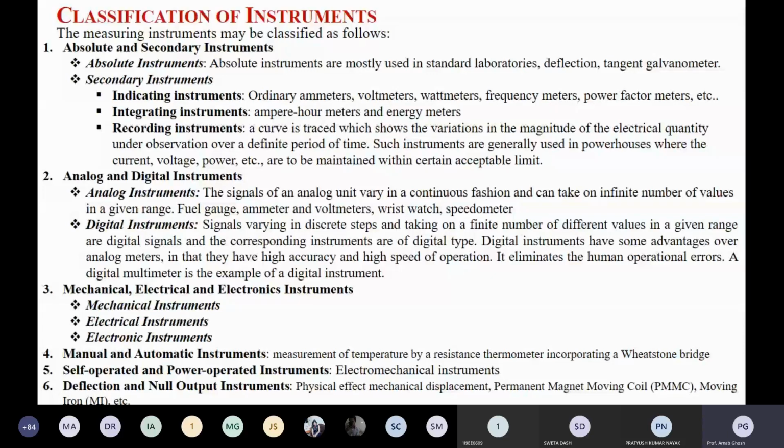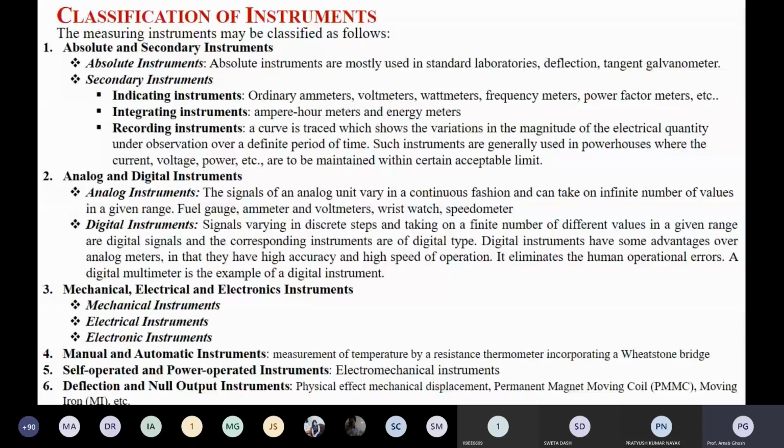First, we know about case one, which is known as the absolute or the secondary instrument. What do we mean by absolute instrument? Absolute instruments are mostly used for standard laboratories. I already discussed the basic standards: international standard, primary standard, secondary standard, sometimes working standard, and then standards for resistance, capacitance and inductance.